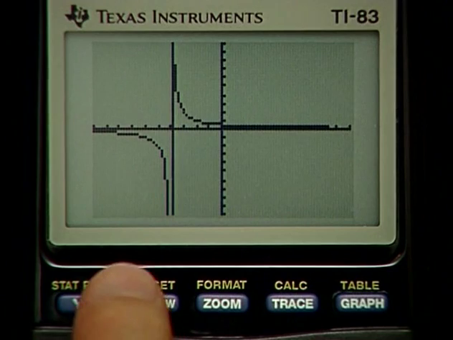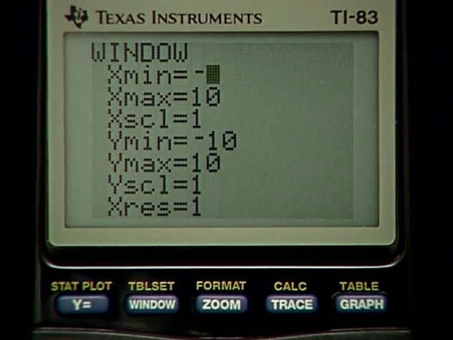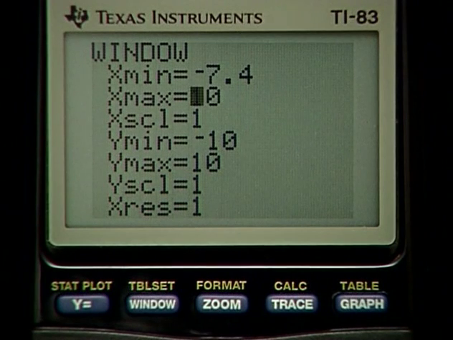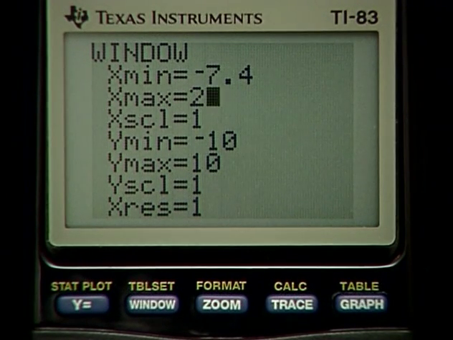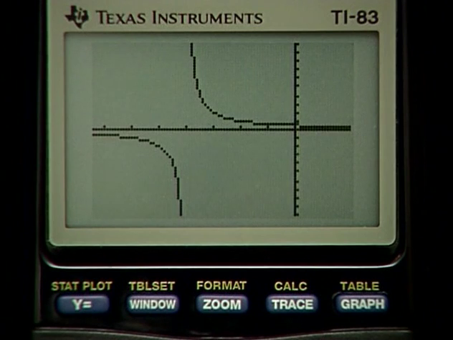So let's go to the window settings. Friendly settings, you recall, were those that are integer multiples or divisors of 9.4. I'm just going to enter -7.4 here for x minimum, and for x max I'm going to enter 2. That gives a total horizontal distance of 9.4. The graph looks like this. By the way, I'm not so concerned with a square perspective here as I am with just getting friendly settings.